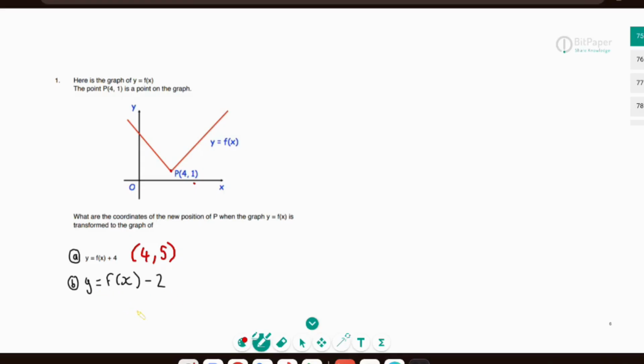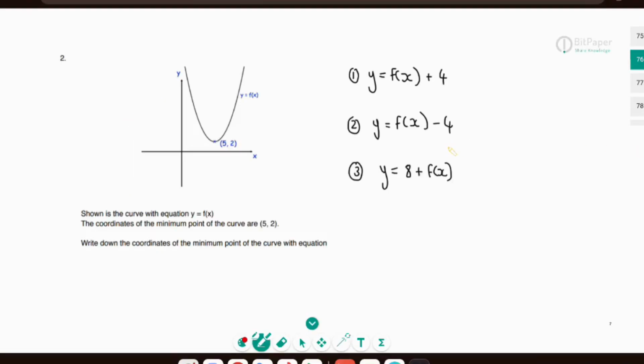B, y equals f of x minus 2. We take 2 off our y coordinate, so it'll be 4, minus 1. Okay, maybe have a look at these questions yourself. Put me on pause and press play when you're done. So the first one, we're moving the graph up 4, so add 4 to your y coordinate. Moving it down 4, take 4 off your y coordinate, and we're moving it up 8.